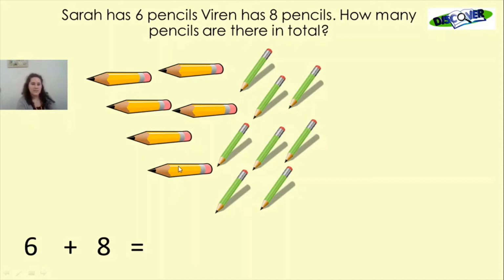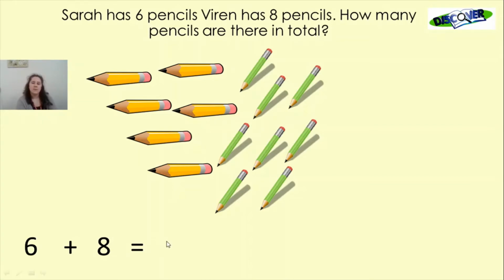So we've got the 6 yellow pencils that Sarah has and Viren had 8 pencils. So let's just check we've got those. 1, 2, 3, 4, 5, 6, 7, 8. So we've got all the pencils that we needed. Now, we could find the answer by counting all the pencils together, but that would take a really long time, and we want to see if we can make it a bit quicker by making a group of 10 first.